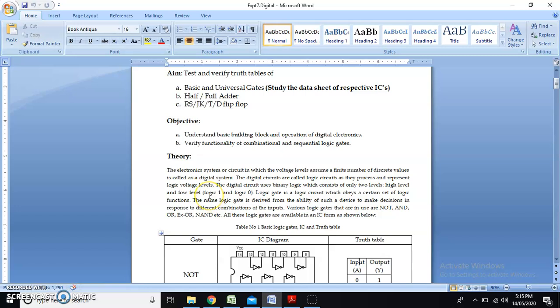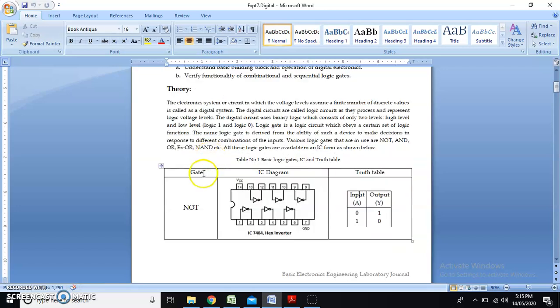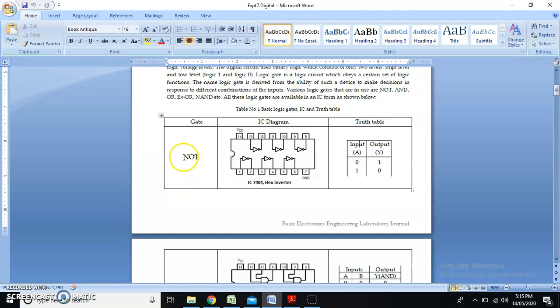Okay, now we'll go into details of what the basic gates and universal gates are. First we call it AOI, AND-OR-Inversion gates. So first we see the NOT gate. It's an inverter. The IC which is available for this NOT gate is 7404, and it is called a hex inverter because there are 6 inverters, 6 NOT gates, inside a single IC.